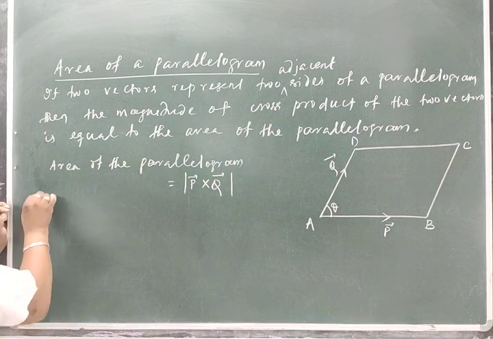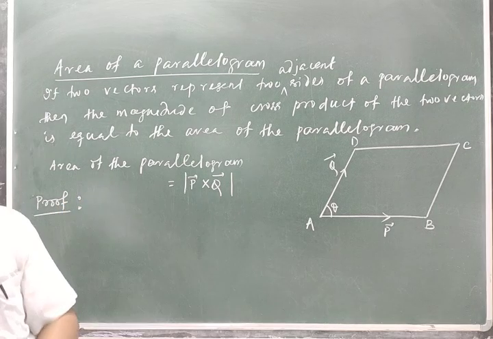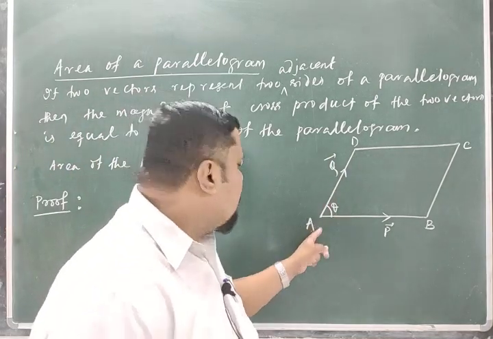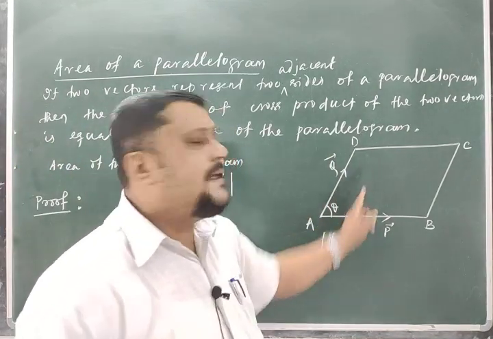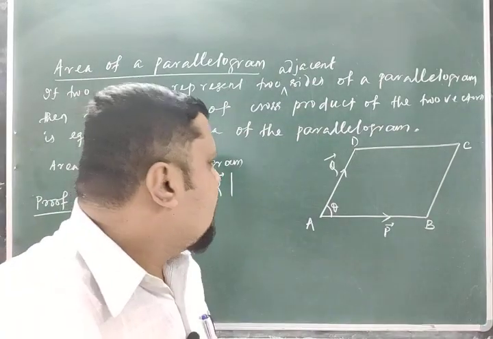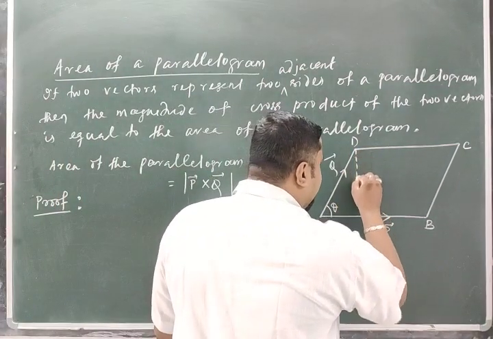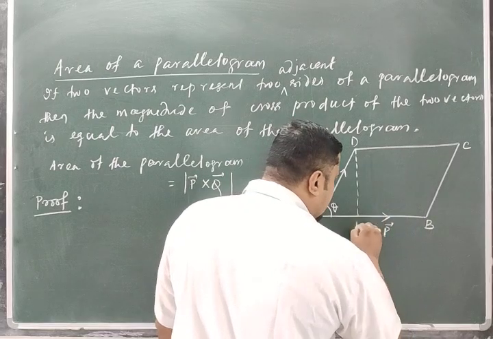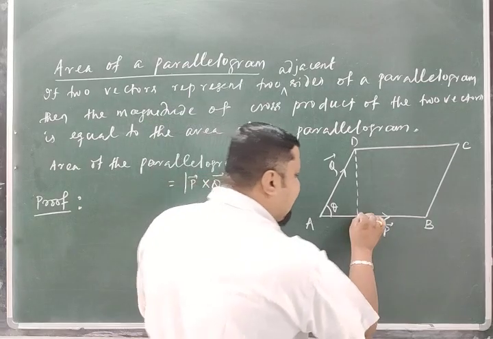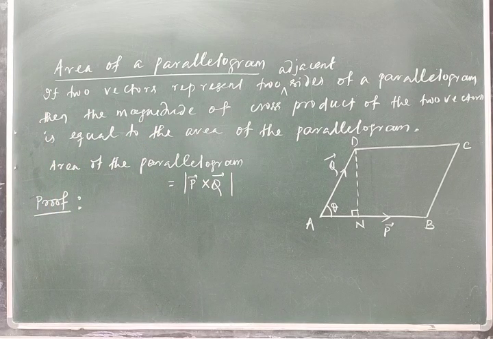We will prove that the area of the parallelogram is equal to this. So now let us go for the proof. To prove this, we write: let P and Q be the vectors representing two adjacent sides AB and AD of the parallelogram ABCD. Draw a perpendicular from D on AB, which meets at N, and this is 90 degrees. Clear?